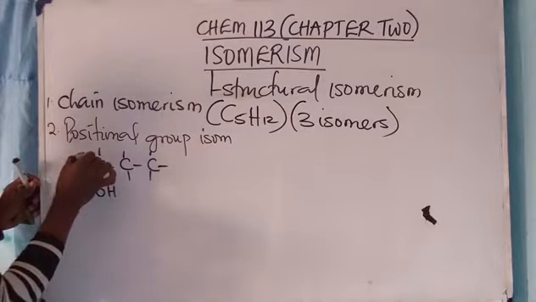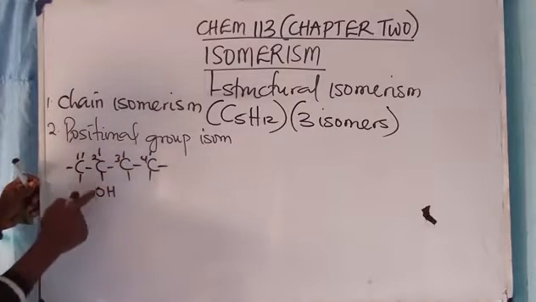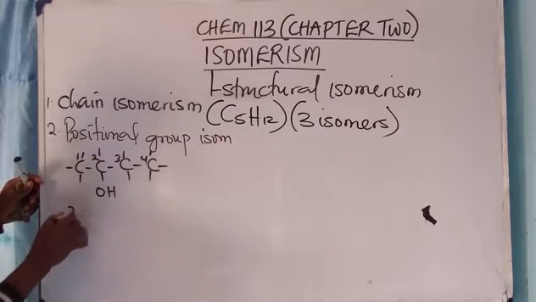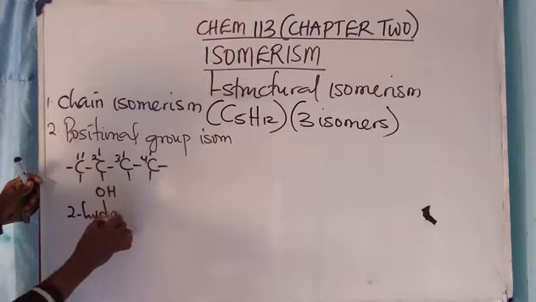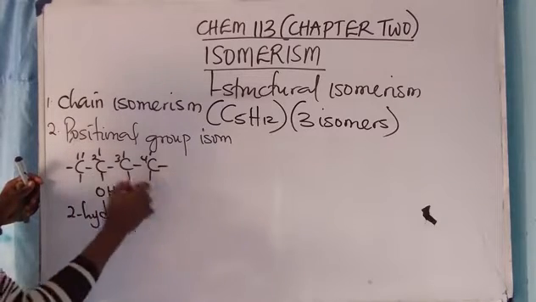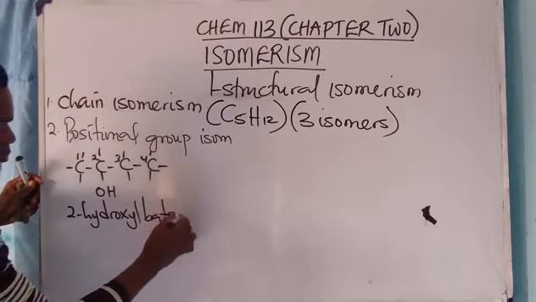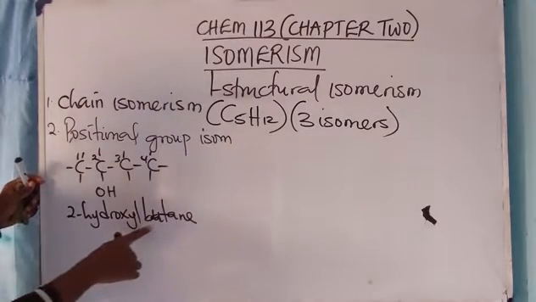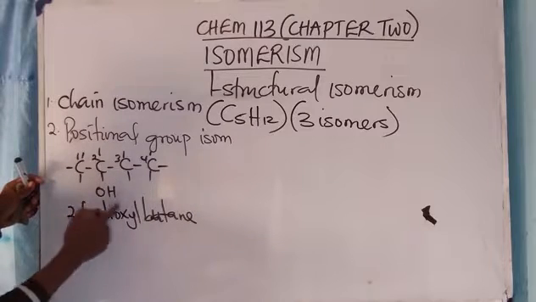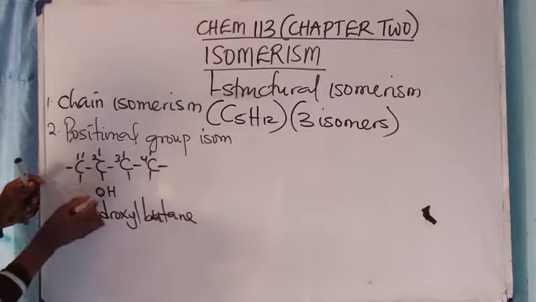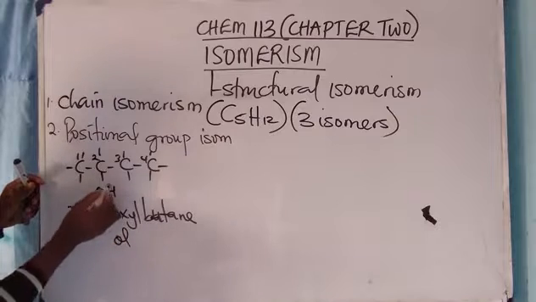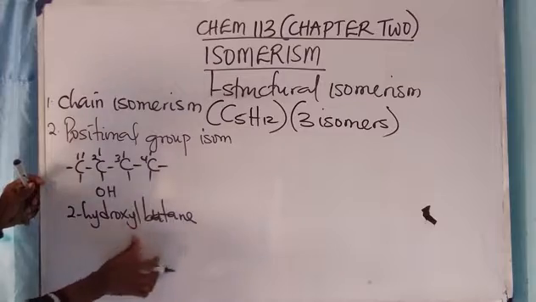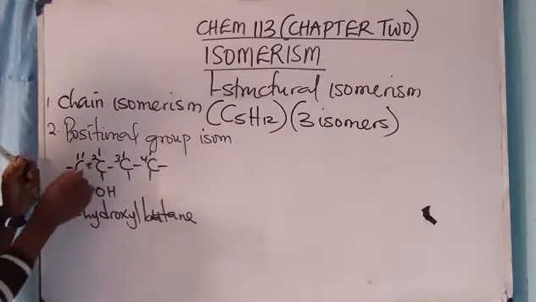If I want to name this compound, I'll start counting from here, 1, 2, 3, 4. Now that the OH is situated at carbon 2, it becomes 2-hydroxybutane. I can also say butan-2-ol, because the O denotes the OH. So I can say butan-2-ol or 2-hydroxybutane. You see, the OH is at carbon 2.